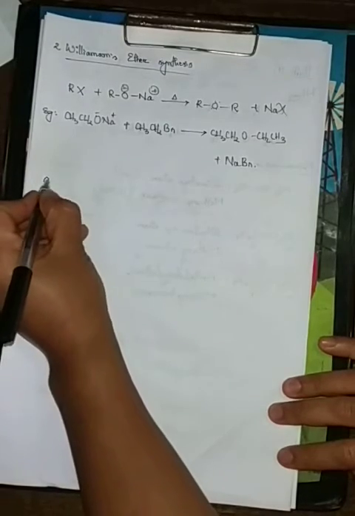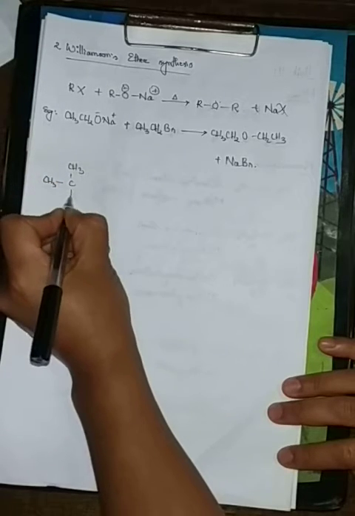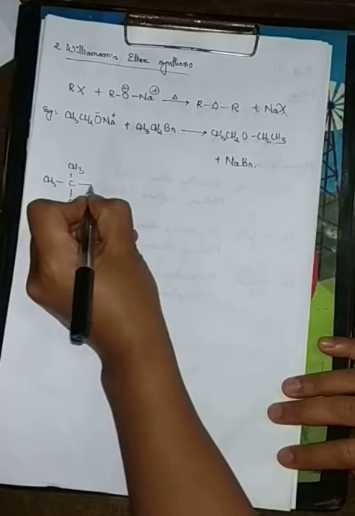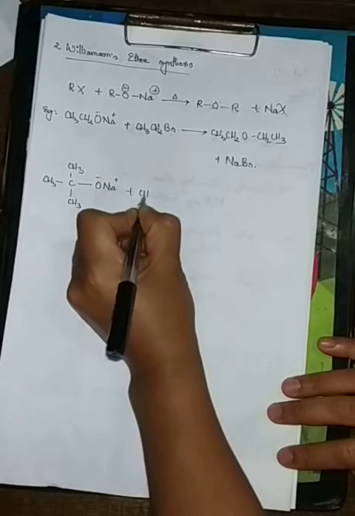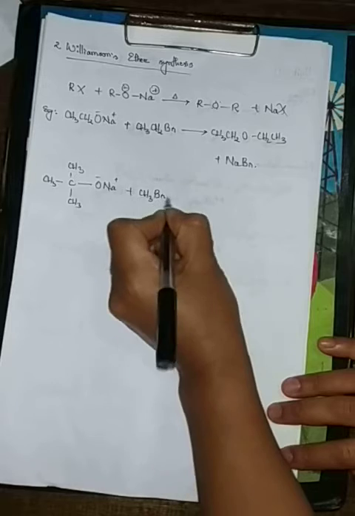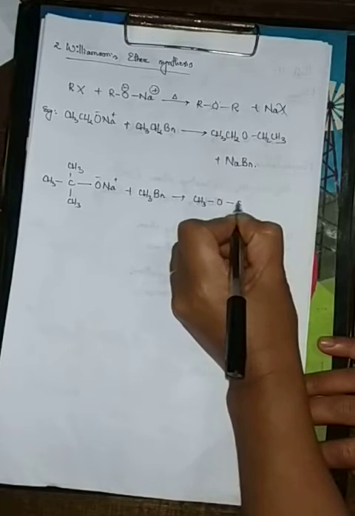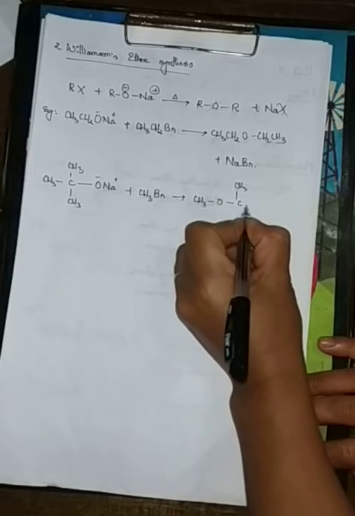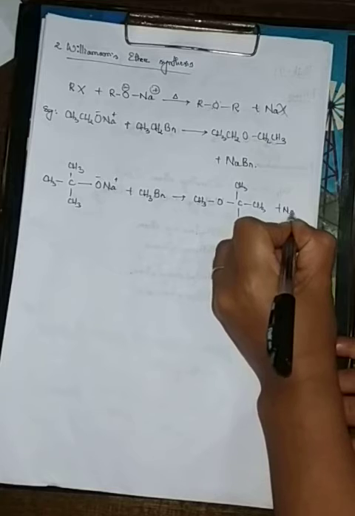Another example, we have here CH3C, the tertiary alkoxide, with our methyl bromide gives us CH3OC(CH3)3 plus NaBr.